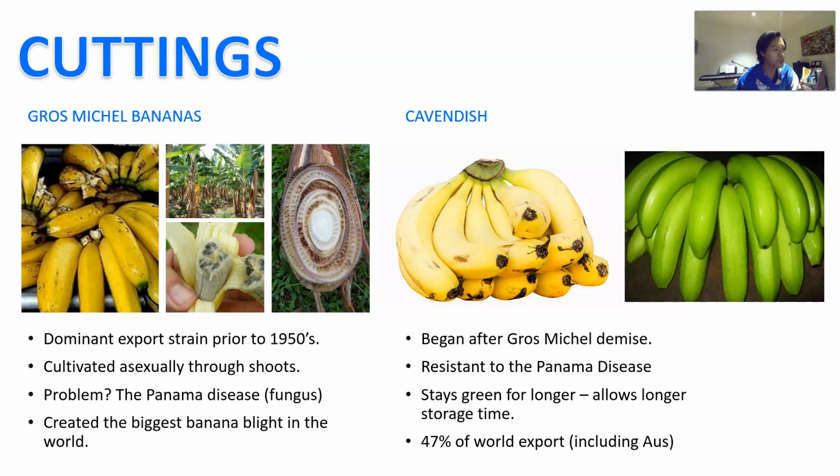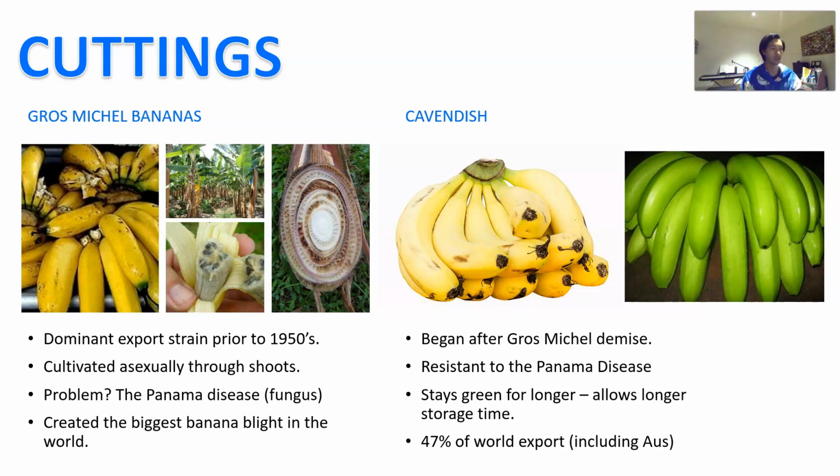On top of that, it also stays green for longer, which actually allows for a longer storage time. In fact, the banana is picked about 7 days before it actually ripens, and then it's stored in the freezer or whatever, and then it's stored in a truck or whatever, and then it's taken to the shops, and then it actually turns yellow during that time. Now, about 47% of the world's export, including the majority of Australian banana exports, are actually Cavendish bananas.